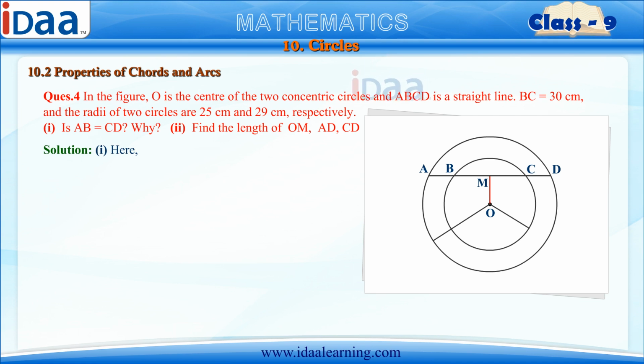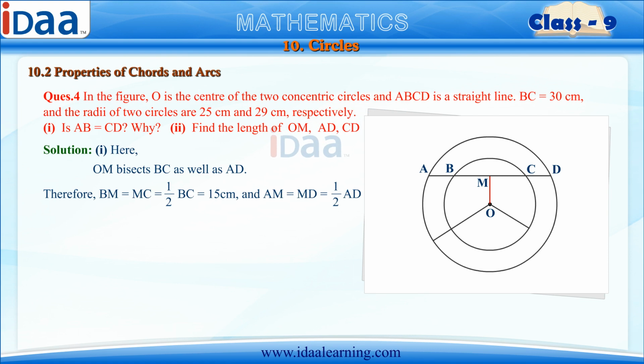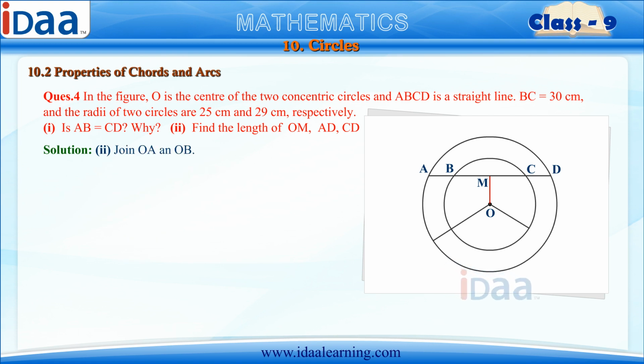Solution. Here, OM bisects BC as well as AD. Therefore, BM is equal to MC is equal to 1 by 2 BC is equal to 15 centimeters and AM is equal to MD is equal to 1 by 2 AD. AB is equal to AM minus BM, that is equal to MD minus MC, that is equal to CD. Join OA and OB. Here, OA is equal to 29 centimeters and OB is equal to 25 centimeters.